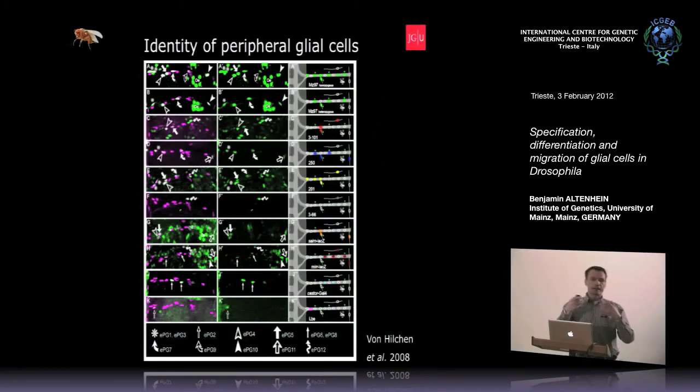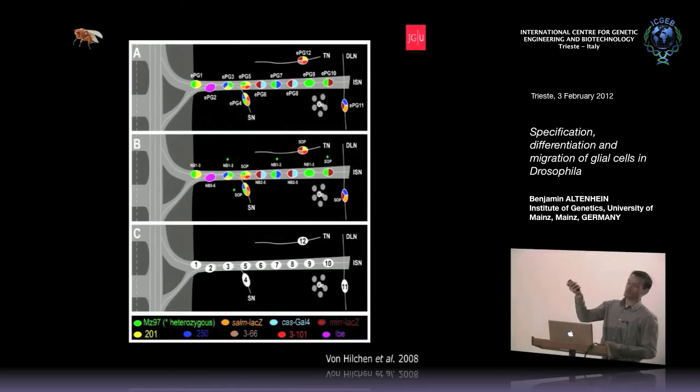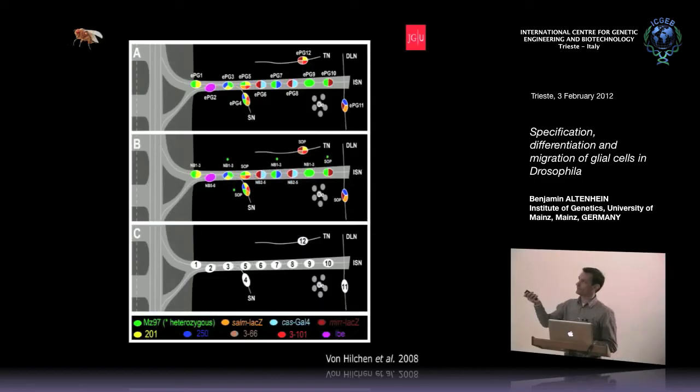So we again analyzed markers, and I skipped this. We know individual glia cells are there, and we found that the position of each individual cell is more or less fixed. There's hardly any variation in where the cells align along these peripheral nerves. So we can number them from proximal to distal, 1 to 12. It's 12 peripheral glia.